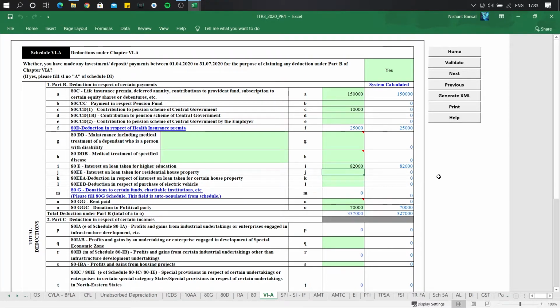Now the last we have is donation to Prime Minister National Relief Fund by cheque. So there is an entirely separate tab for the same, donation to Prime Minister National Relief Fund. It comes under 80G.